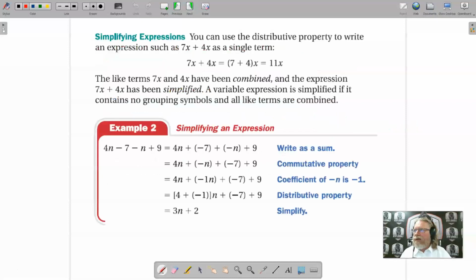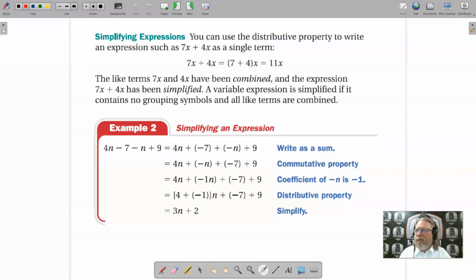On the next page, we're going to talk about simplifying expressions. You can use the distributive property to write an expression such as 7x plus 4x as a single term. So here we have 2 terms, but they happen to be like terms. Notice that they're both in terms of x. I describe the term in terms of whatever its variable portion is. So 7x and 4x are both like terms.